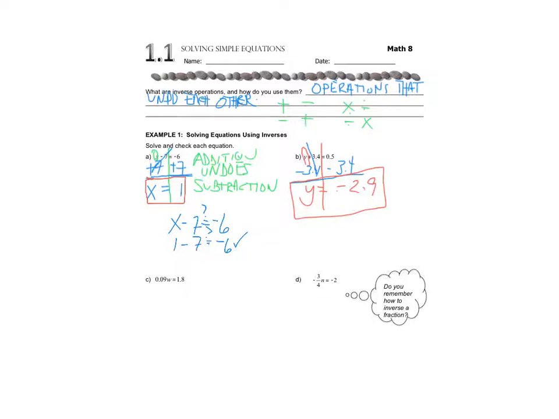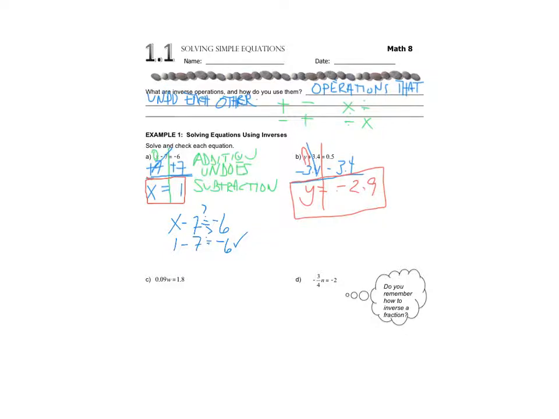Okay? Letter C. So letter C, 0.09w equals 1.8. So remember, when you have a number, the 0.09, right next to a variable w, what operation is that? That is multiplication. So when I see a number right in front of a variable, that means multiply, and that's important to remember.